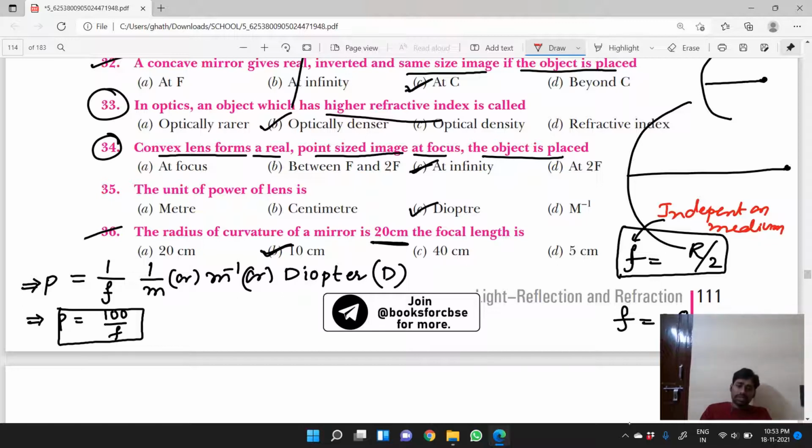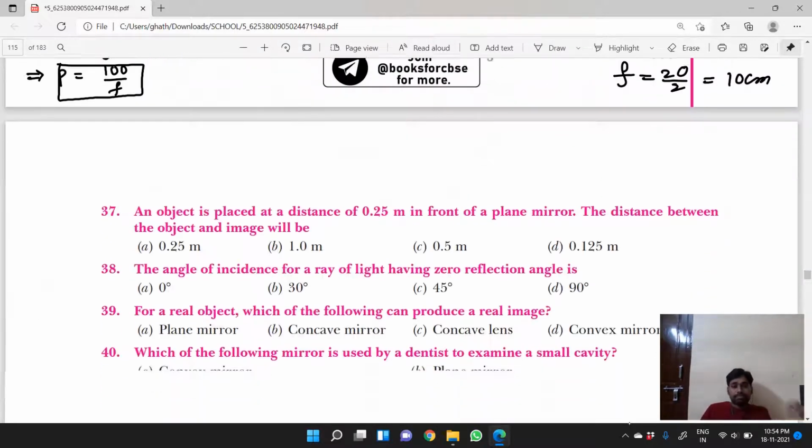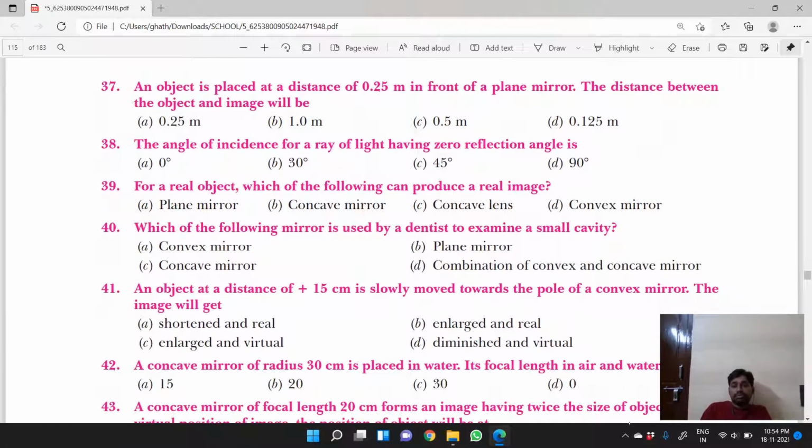Because there is a chance of a question being asked: a concave mirror is placed in water, then what happens to its focal length? First option increases, second option decreases, third option remains the same, fourth option none of the above. So you have to choose. For a concave mirror, focal length is independent of the medium in which it is placed. It is placed in water, but it is independent of this. Hence we can say that it does not depend and it remains the same. Okay, so please try to remember this point, it is very important. Question number 34.